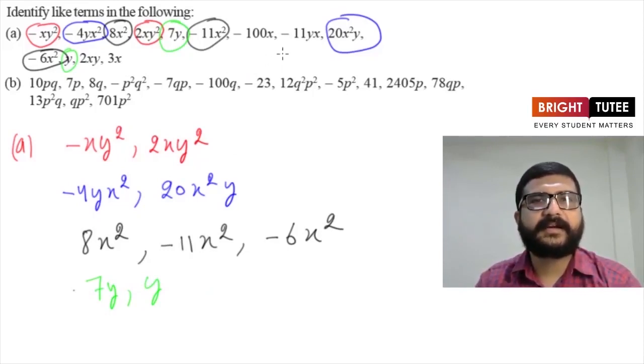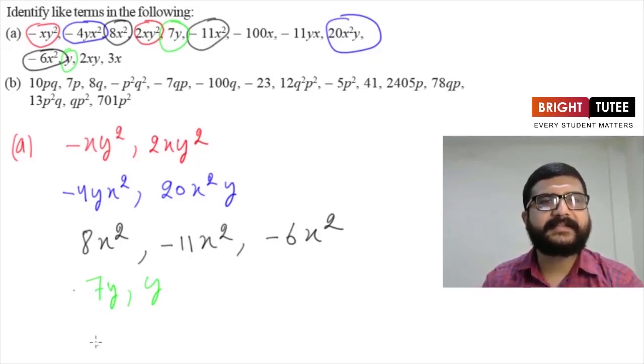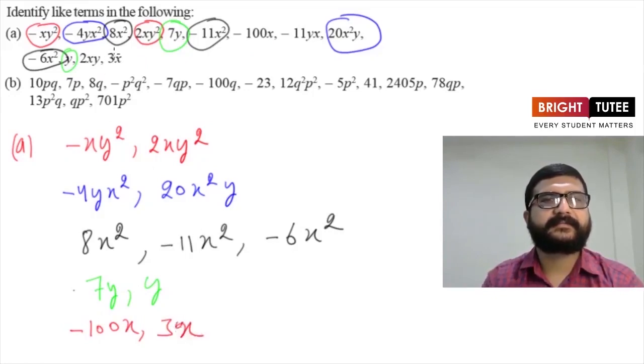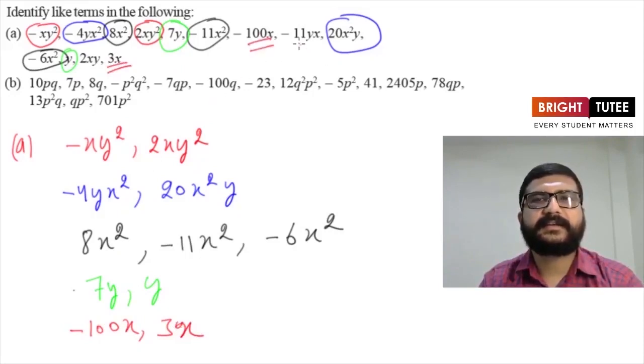Now let's see for another group. It can be minus 100x and 3x. These are two like terms. So minus 100x and 3x. This one and this one.